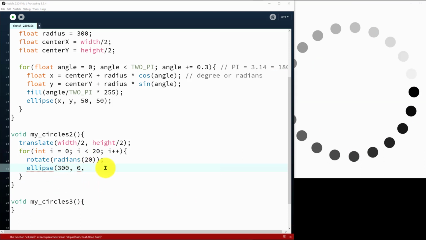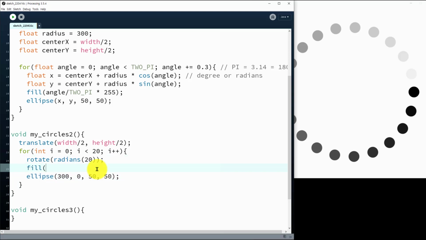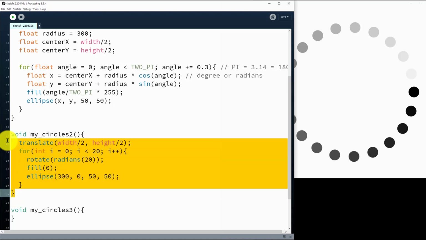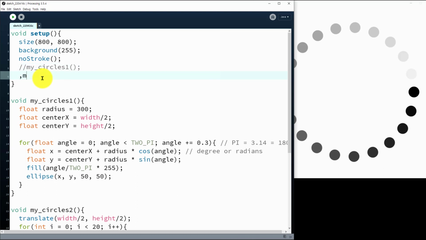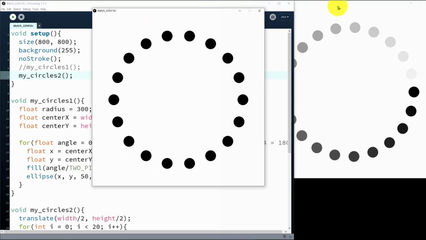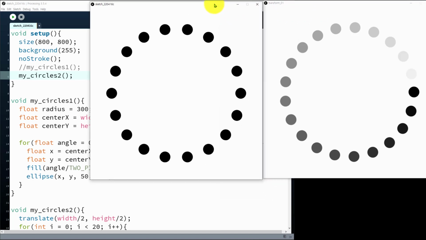So let's go to the code, and the circle will have a 50 radius. Let's change the color into two different ways. Let's just draw the black circles. So this is my circles 2. Let's go to the setup and call my circles 2 function, and let's run it. See, the fill color is different, but we still have a similar result.